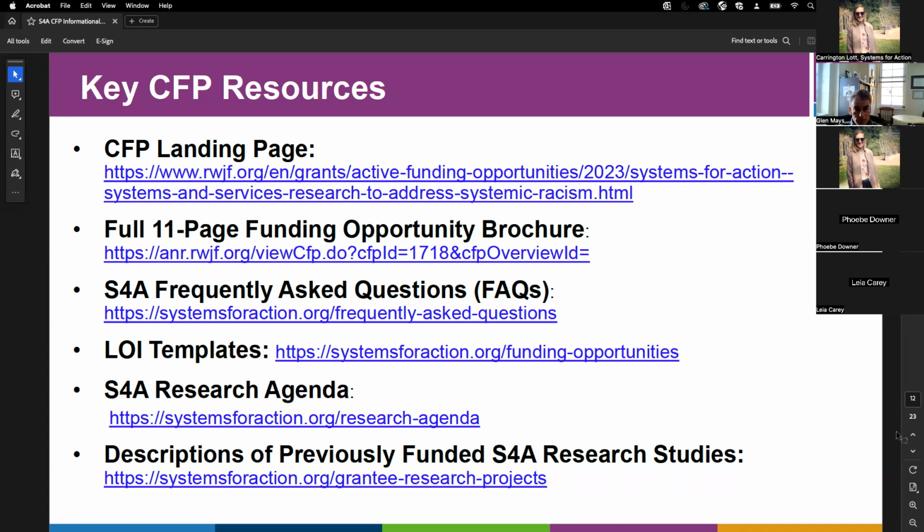Number 2 is the full 11-page funding opportunity brochure. Again, that PDF document is available from the landing page. It's also available from our Systems for Action webpage. Very important that you download that and spend some time reading through it. It has more details about much of the information I just went through earlier about the special topics of interest, the requirements for proposal submission, and those kinds of things.